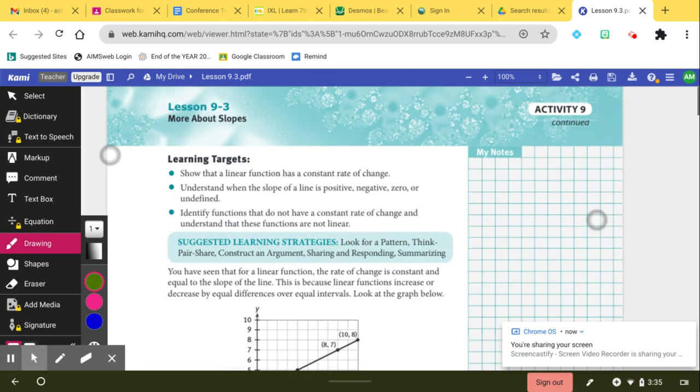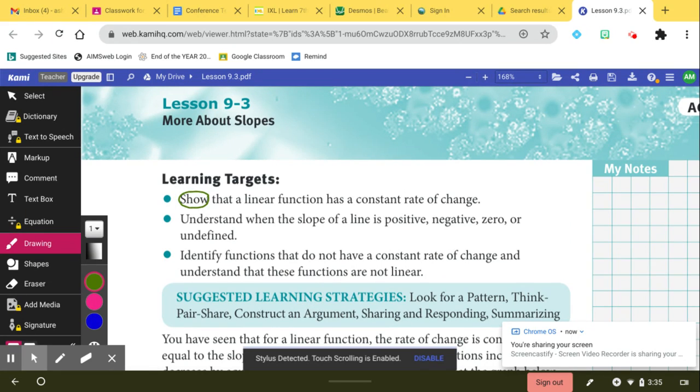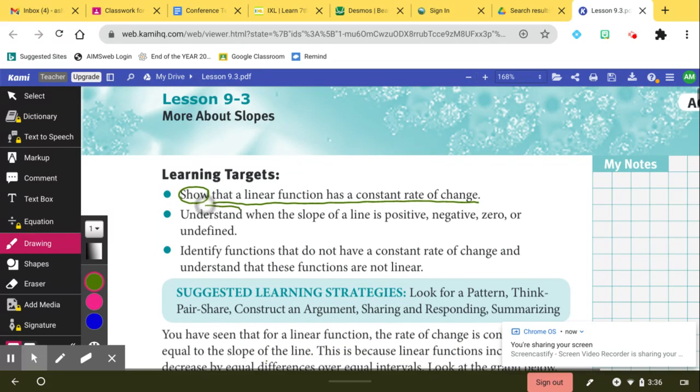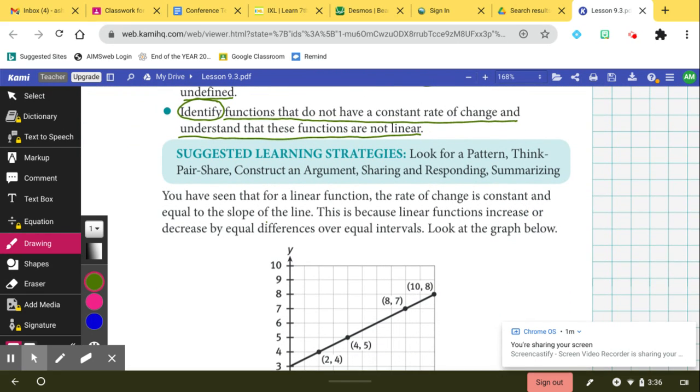So we are on page 133 in our consumable. In this lesson, we are going to be able to show that a linear function has a constant rate of change. We are going to be able to understand when the slope of a line is positive, negative, zero, or undefined. And we are going to be able to identify functions that do not have a constant rate of change and understand that these functions are not linear. So, going straight to the lesson.